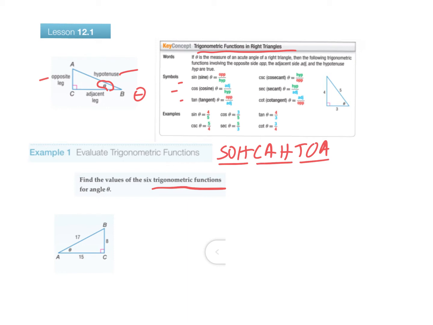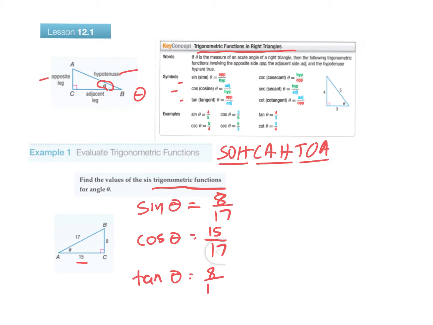Let's just do our basic sine. Sine of theta equals the opposite, which is 8, over the hypotenuse. The hypotenuse is across from the 90-degree angle, 17. So there's our sine. Then we can do cosine theta. Cosine is adjacent over hypotenuse. Adjacent to this theta is 15, and that's over our hypotenuse, 17. Then we have our tangent of theta. Tangent is opposite over adjacent, so opposite is 8 and adjacent is 15.